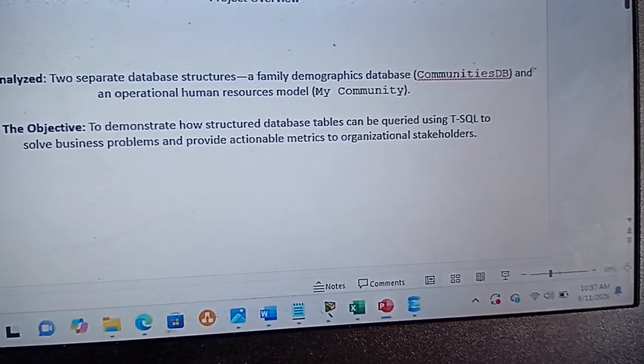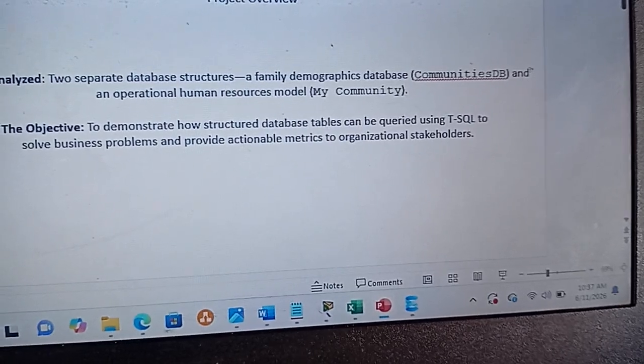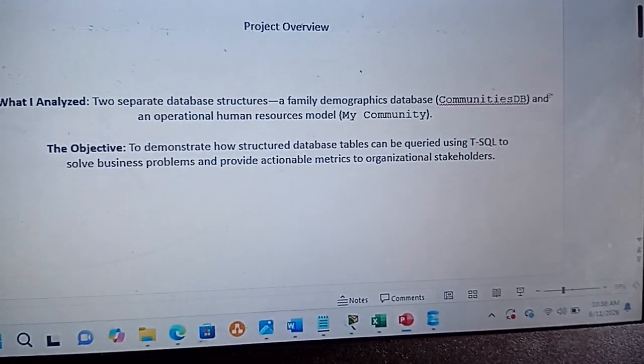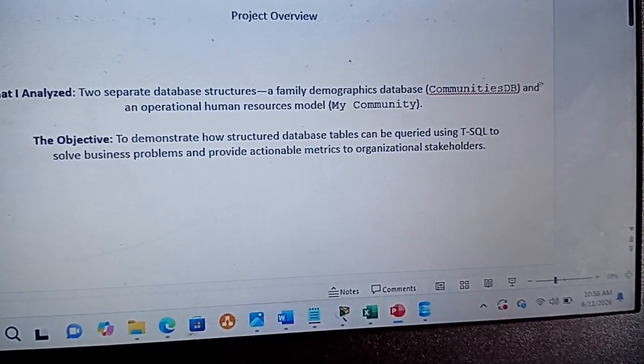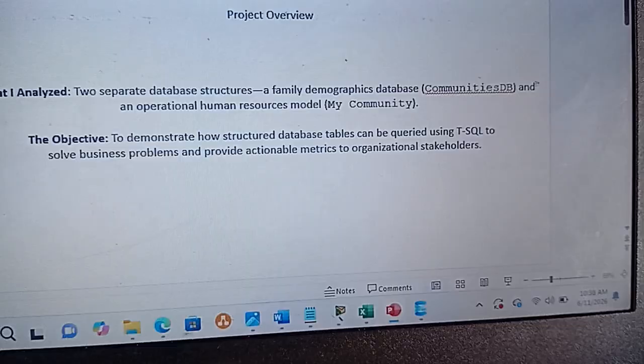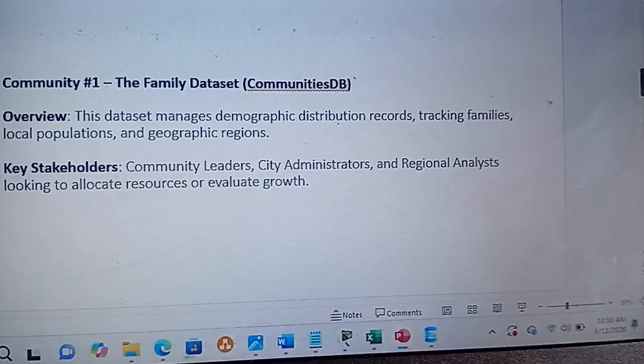My core objective was to move from abstract data storage to actionable business intelligence by designing targeted queries that address specific high priority organization challenges.